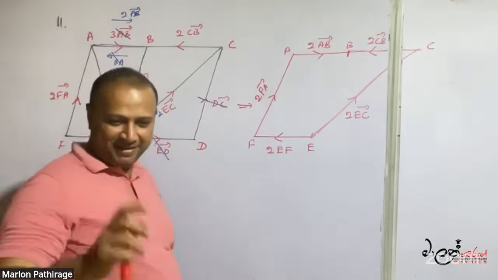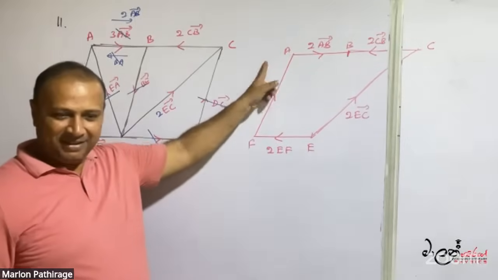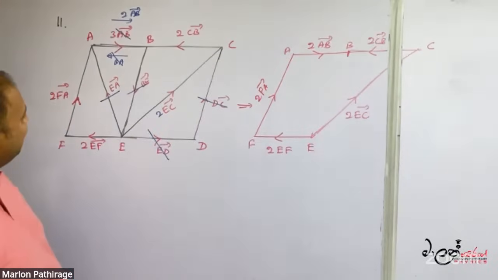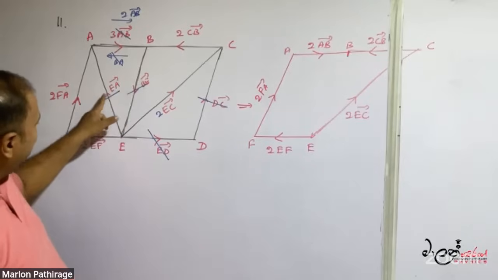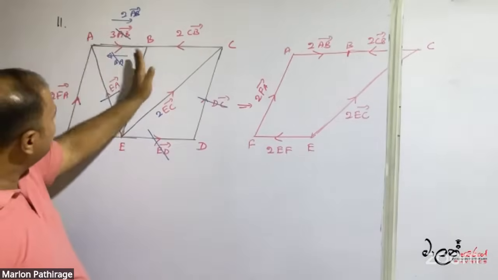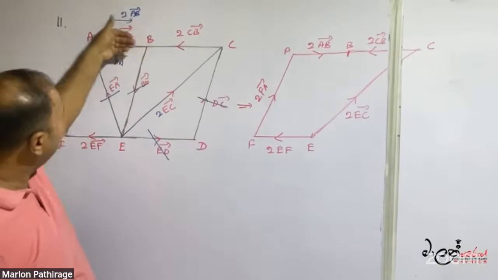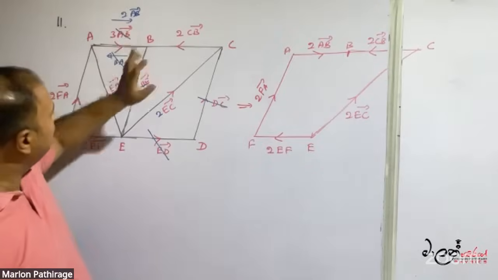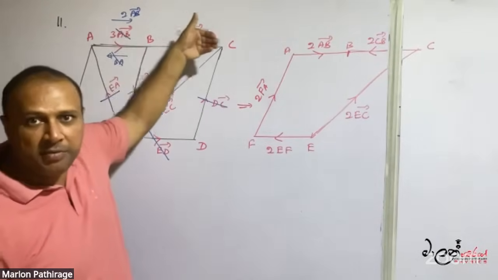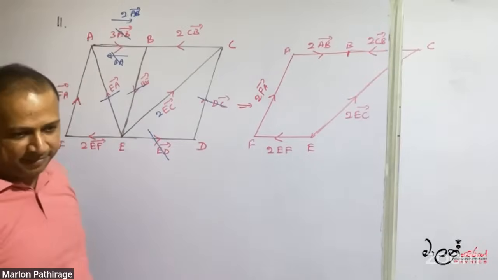Wait, they don't understand. That is B to A. There is 3 times AB to this side. Therefore, the result of them is 2 times AB to this side.